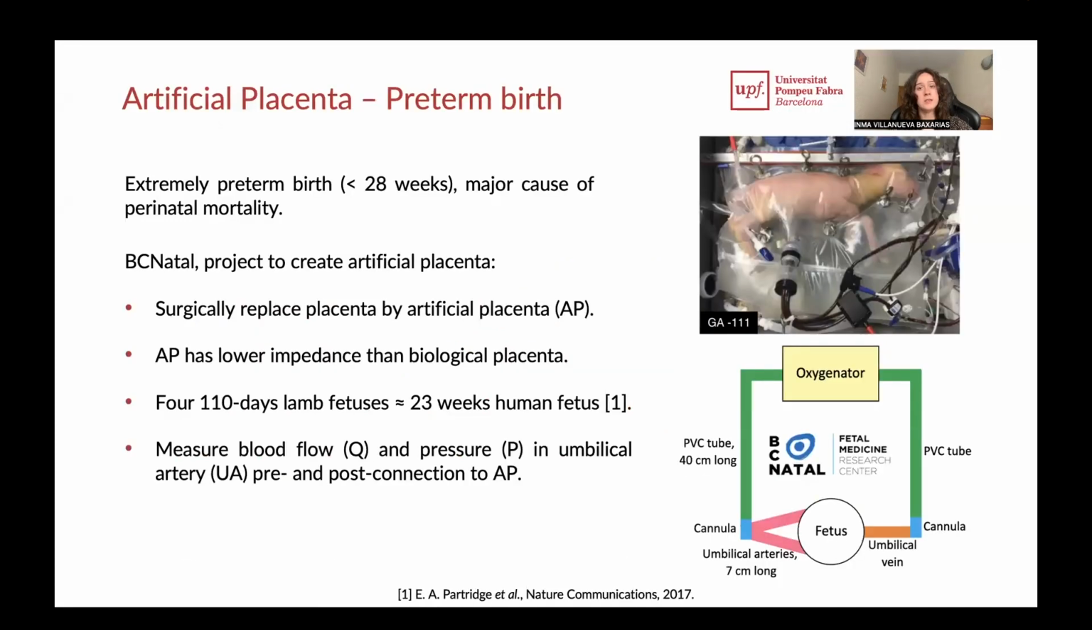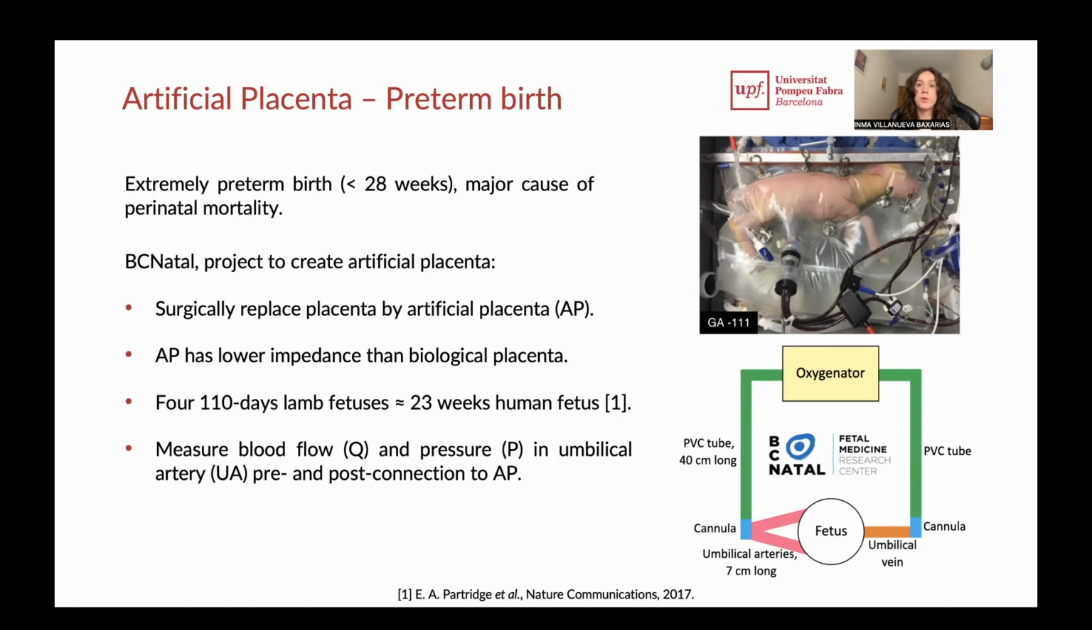Extremely preterm birth, that is defined as birth before 28 weeks, is a major cause of perinatal mortality. To improve their survival, Barcelona Natal aims to create an artificial placenta that involves surgically removing the fetus from the uterus and connecting its umbilical cord to an oxygenator using PVC tubes.